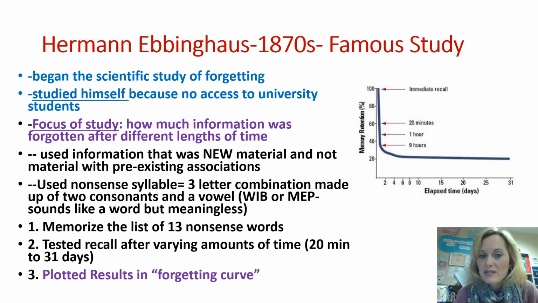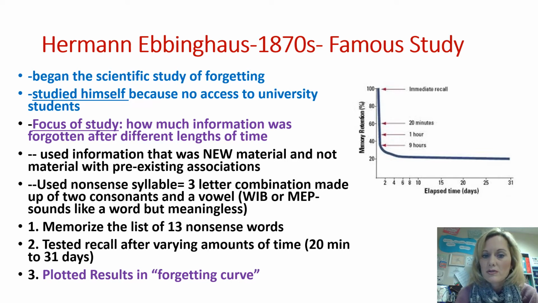His focus of the study was how much information was forgotten at different lengths of time. And you can see from his Ebbinghaus curve there, the forgetting curve, that immediate recall is 100%, and then as we go 20 minutes, an hour, and 9 hours, that percentage goes down to, in 9 hours, we only remember 40%. So he wanted to make sure they weren't using any chunking, any associations, because that would affect long-term memory if they were chunking things.